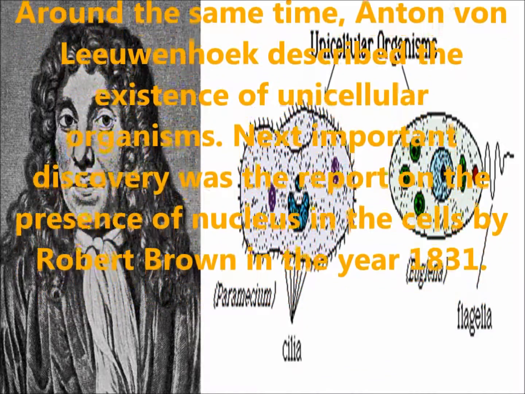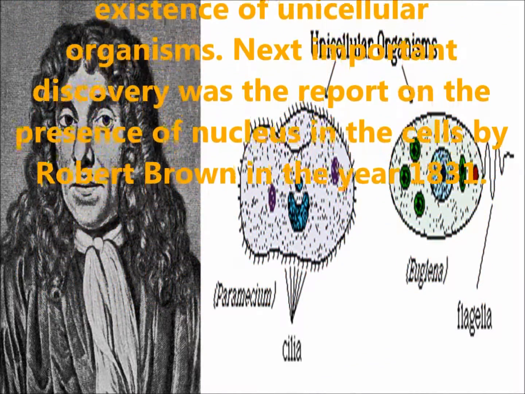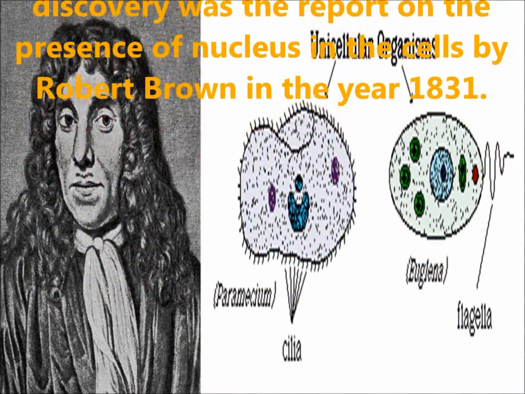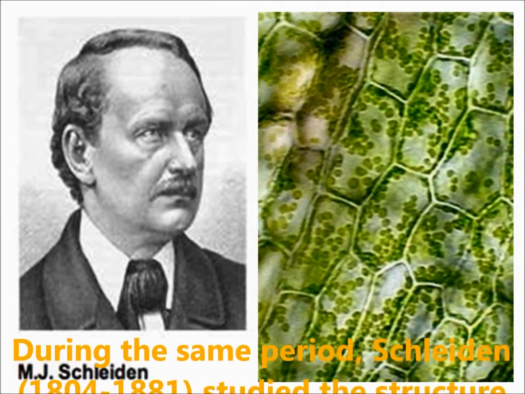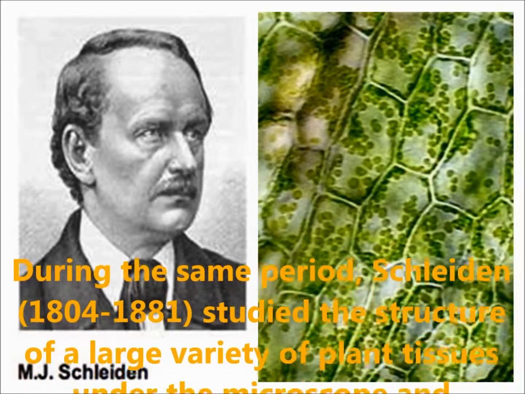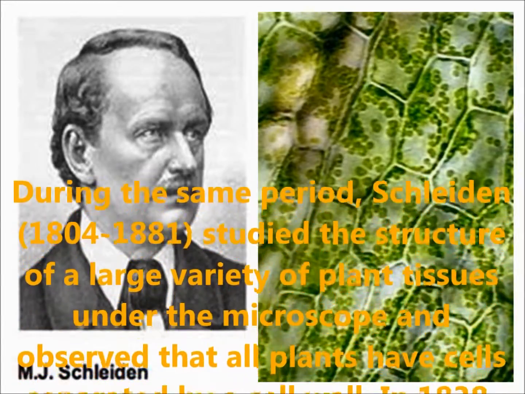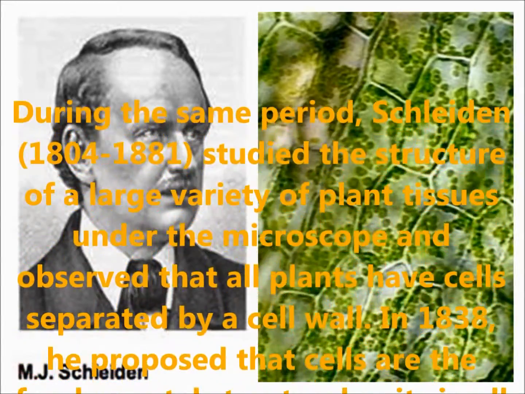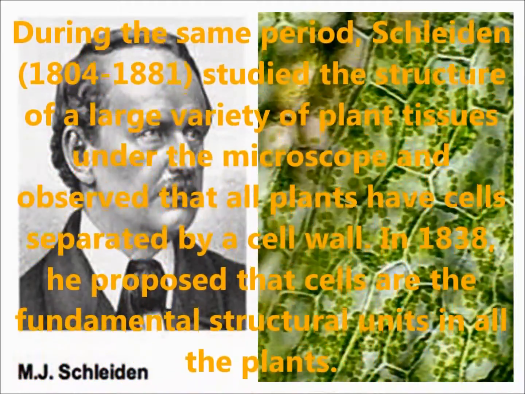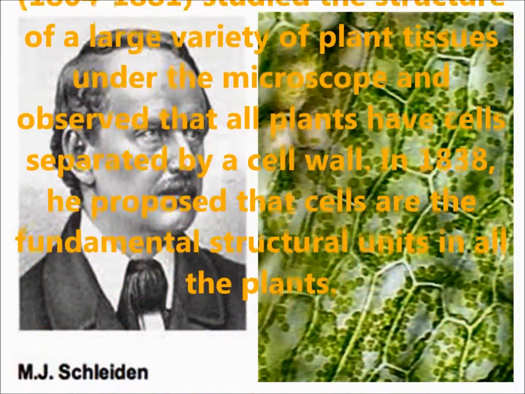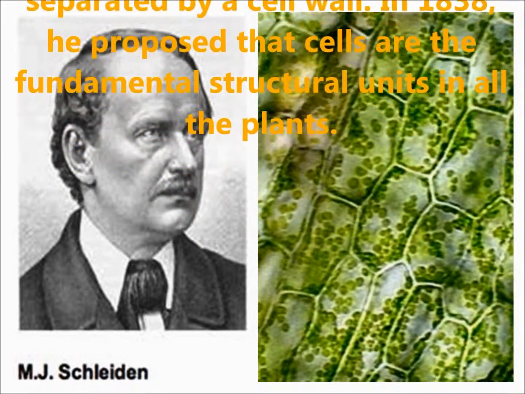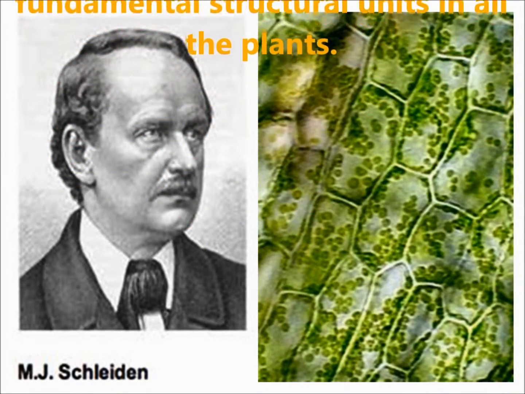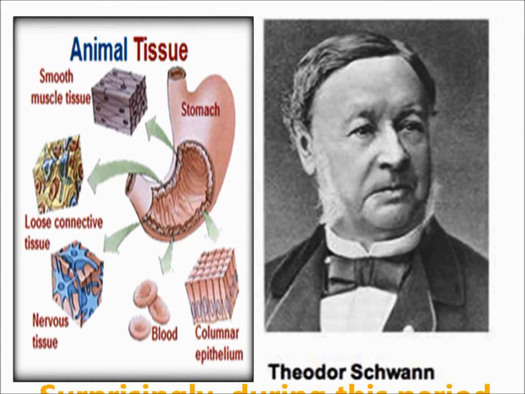The next important discovery was the report on the presence of a nucleus in the cell by Robert Brown in the year 1831. During the same period, Schleiden studied the structure of a large variety of plant tissues under the microscope and observed that all plants have cells separated by a cell wall. In 1838, he proposed that cells are the fundamental structural unit in all plants.